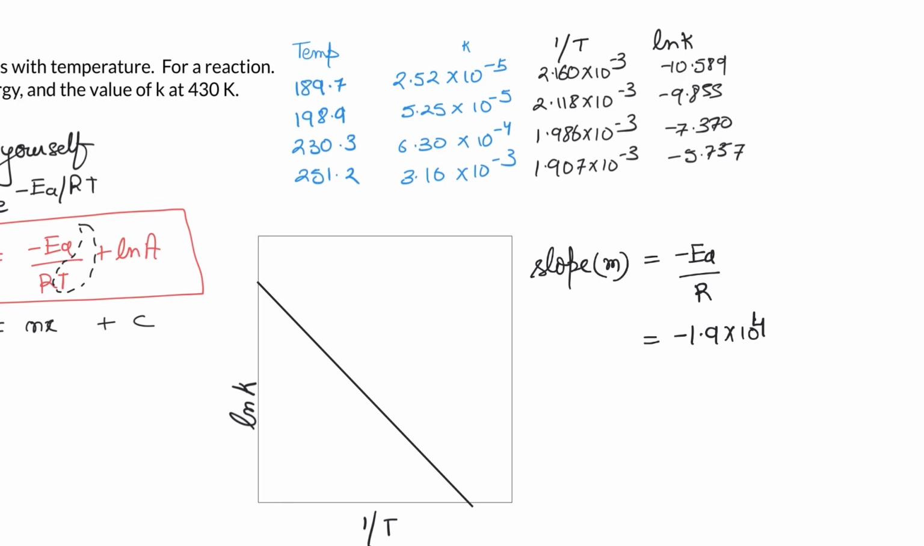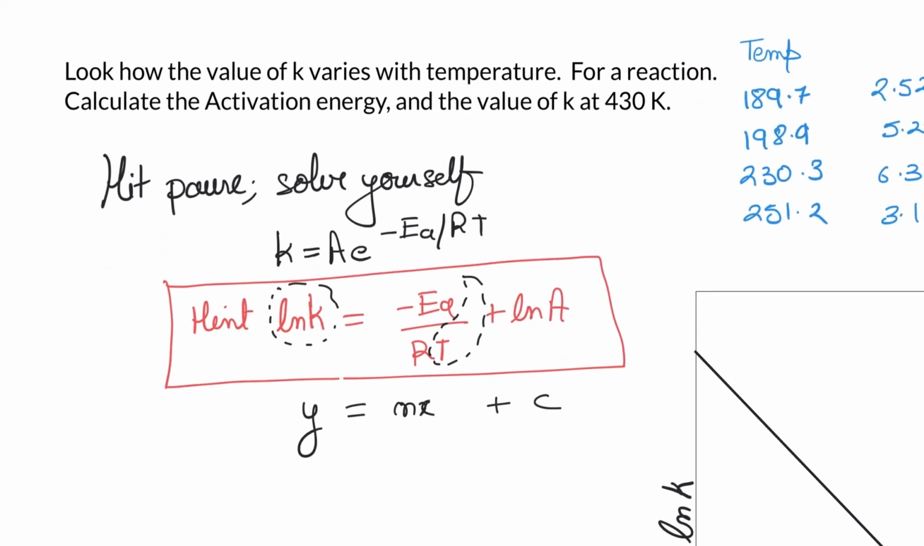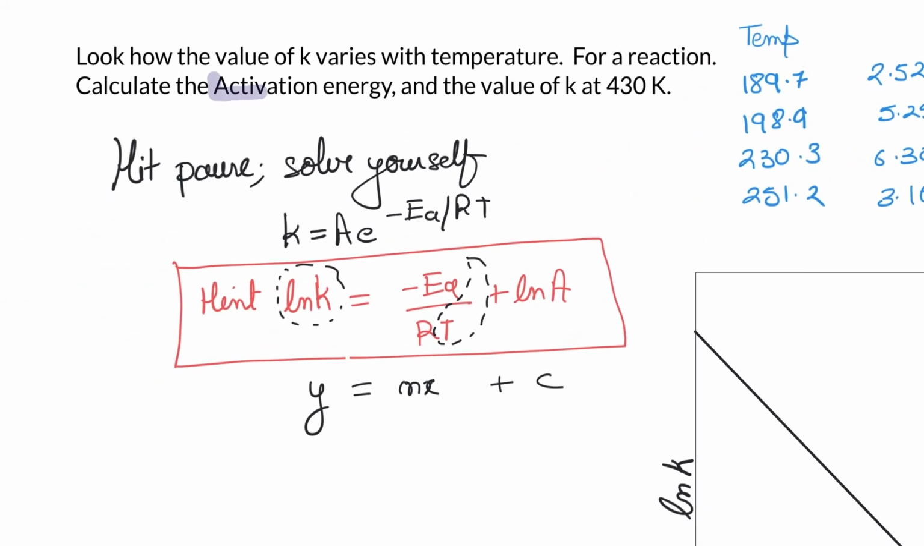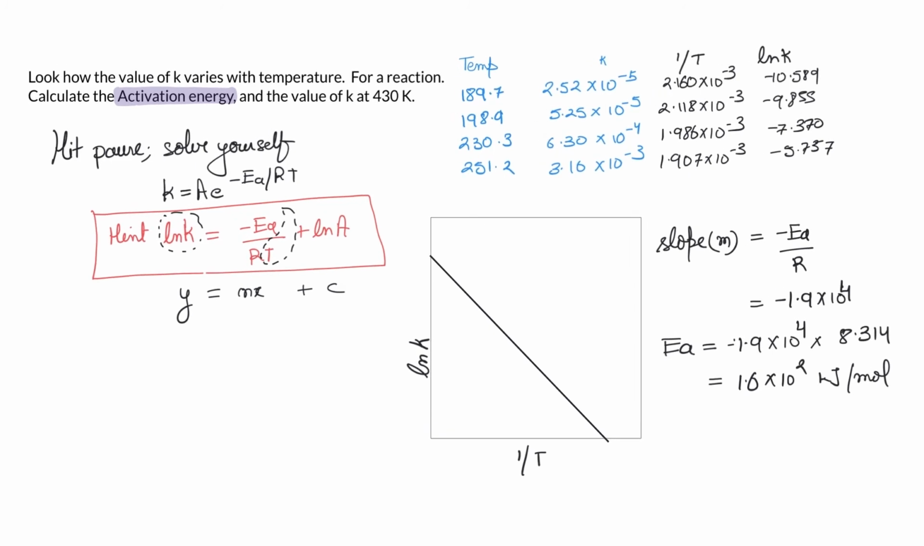Okay, now very important thing that you must remember here, that our question was asking about EA. So just take it the opposite side and do the calculation, and you'll get something around 1.9 into 10 to the power 4 into 8.314, which is the value of R. Do the maths, and you have 1.6 into 10 to the power 2 kilojoule per mole. Okay, so first part of problem, the activation energy is solved. The second part of problem is the value of K, which we are going to solve now.